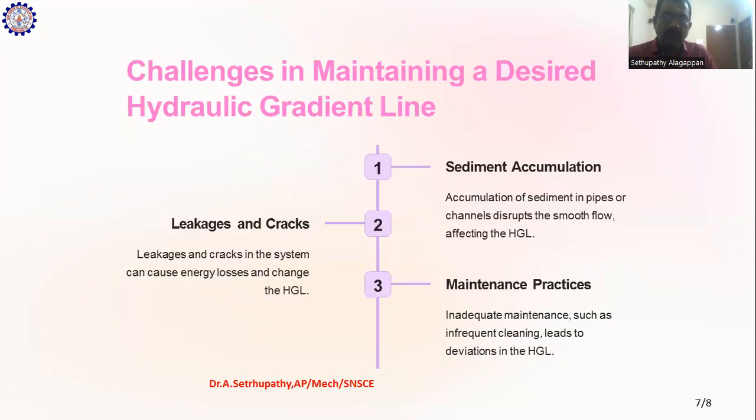Challenges in maintaining a desired hydraulic gradient line. The first one is sediment accumulation. Wastes and fine-grain particles settle, and accumulation of sediment in pipes or channels disrupts the smooth flow, affecting the HGL. Second, leakages and cracks in the system can cause energy losses and change the HGL. The third one is maintenance practices. Inadequate maintenance, such as infrequent cleaning, leads to deviations in the hydraulic gradient line.